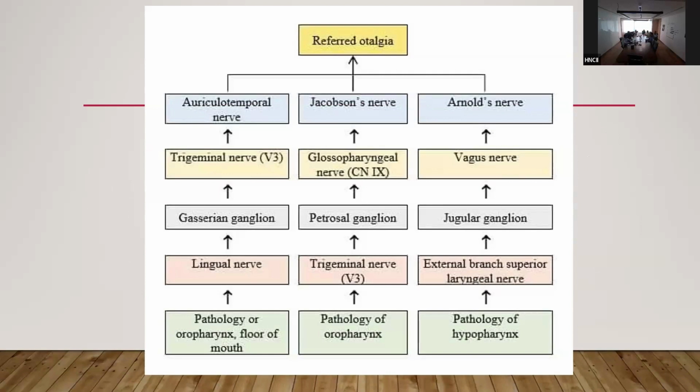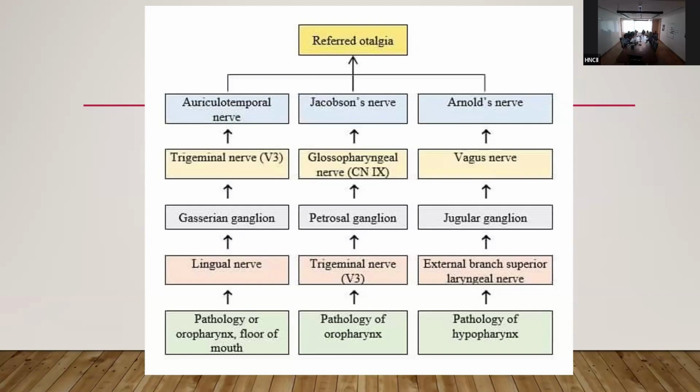In pathology of the oropharynx, that is the base of tongue, we generally consider referred pain through the trigeminal nerve into the petrosal ganglia, and from there to the glossopharyngeal nerve. It can go to Jacobson's nerve, that is the tympanic plexus, which lies on the promontory. So you have a deep-seated earache. While in the floor of mouth, it is more in the EAC.